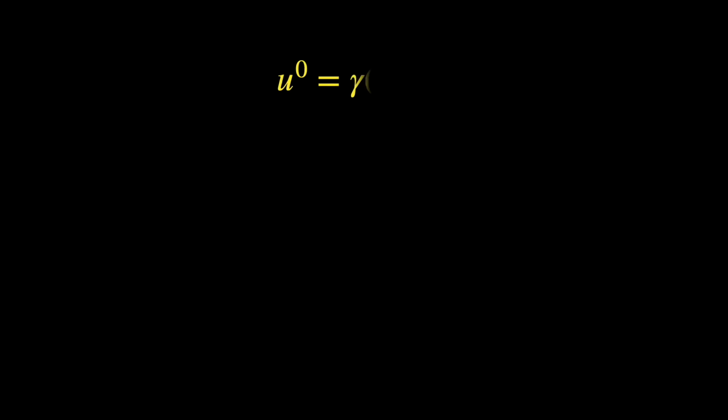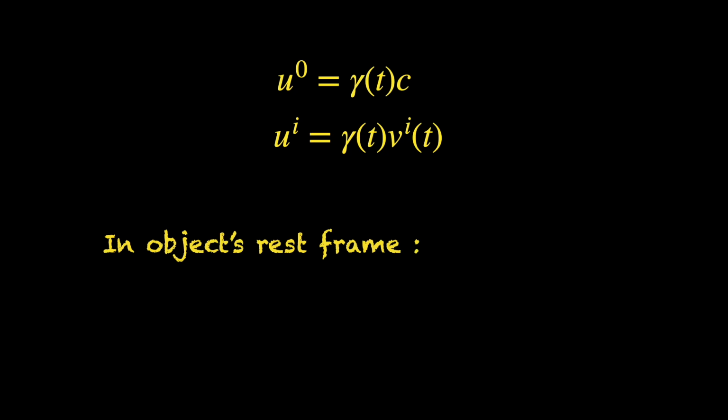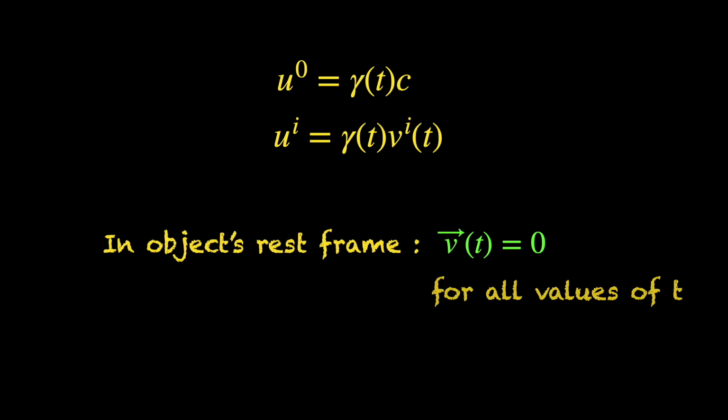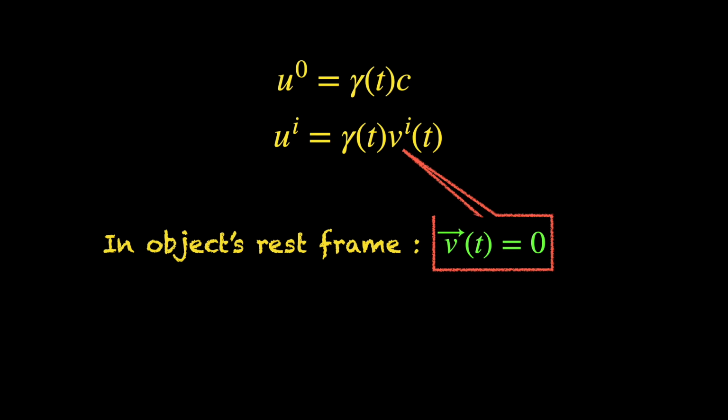Well, look at the components of u mu, that is gamma c and gamma v. What would their values be from the object's perspective? I mean, in the object's rest frame? Obviously, the object appears to be at rest, not moving along the three spatial directions at all. So all components of the velocity are 0 at all times. So the three spatial components ui, which are gamma times vi, are 0 too.